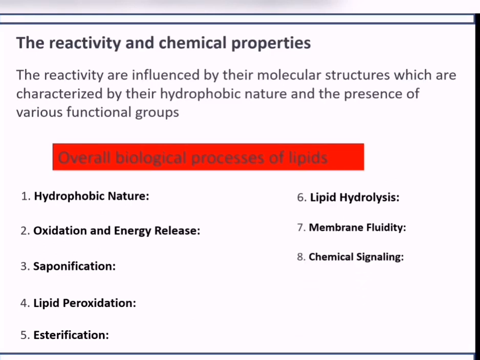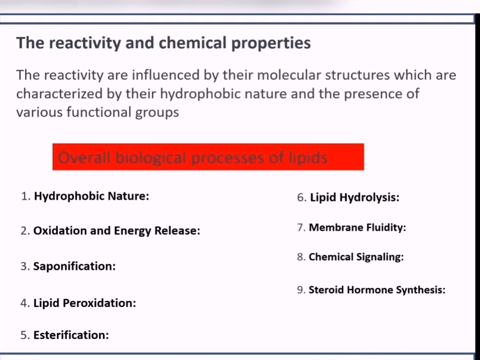The eighth one is chemical signaling. Lipids also serve as precursors for important signaling molecules, including eicosanoids like prostaglandins and leukotrienes. These molecules play roles in inflammation, blood clotting, and various physiological responses.